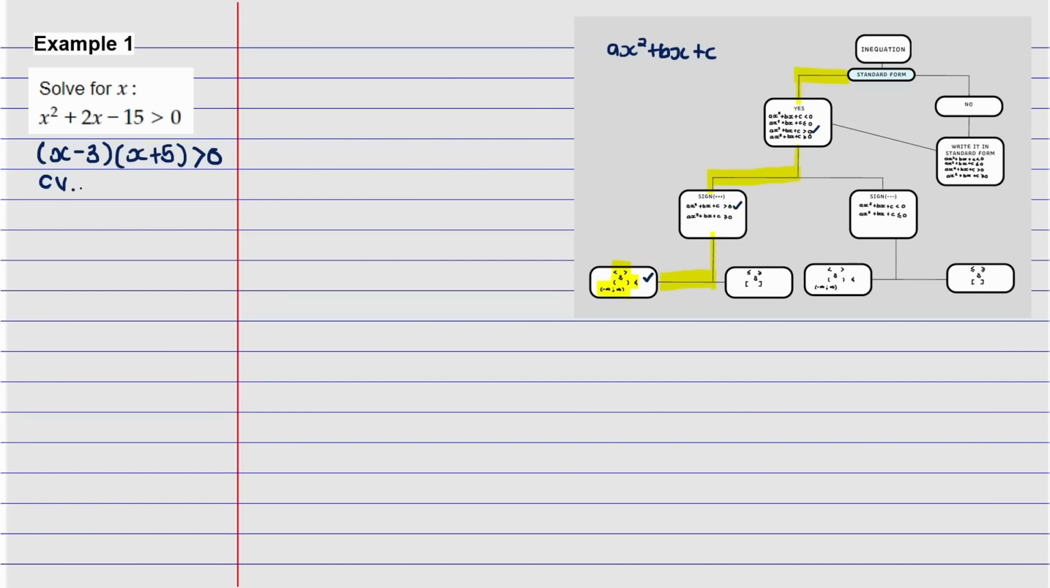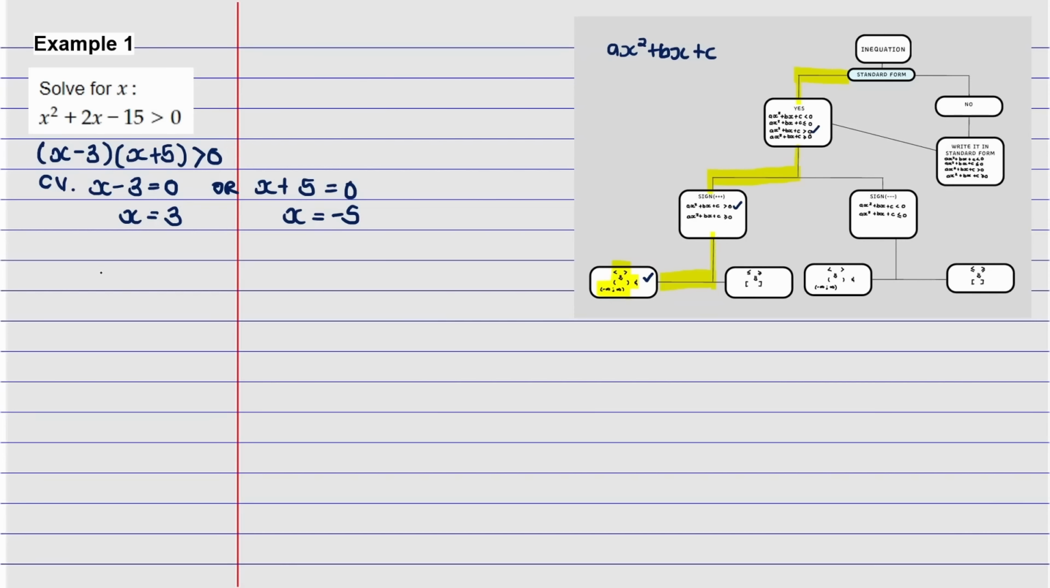So we're going to find critical values. Our critical values are found by equating both brackets to 0. So this is the same as x minus 3 equals 0, or x plus 5 equals 0. And please indicate the fact that these are critical values and not your final answer. So x equals positive 3, and x equals negative 5. So you have your two critical values, positive 3 and negative 5.